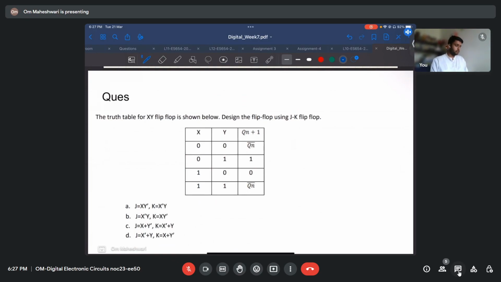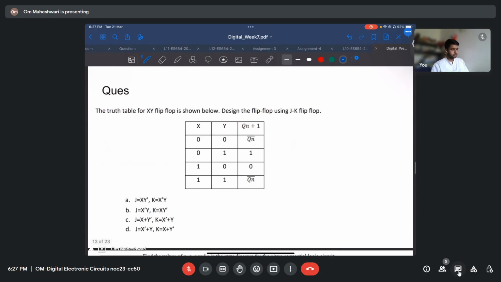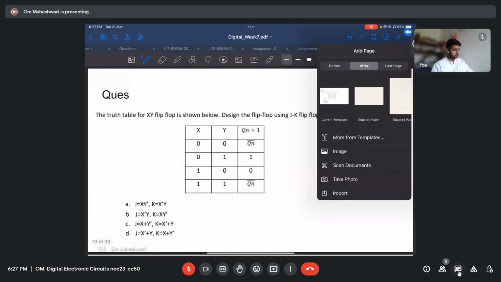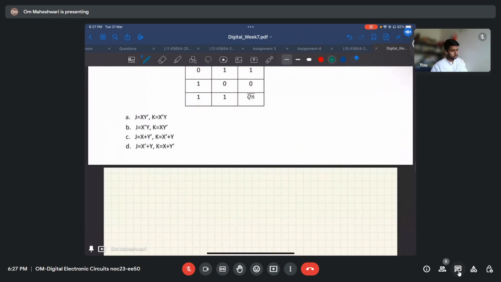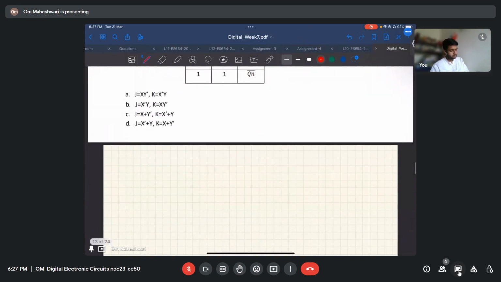A truth table for XY flip-flop is shown below. Design the flip-flop using JK flip-flop. Good question. So again for design, we have to make an XY flip-flop. XY is just some random thing that we do not know, right? Using JK flip-flop.